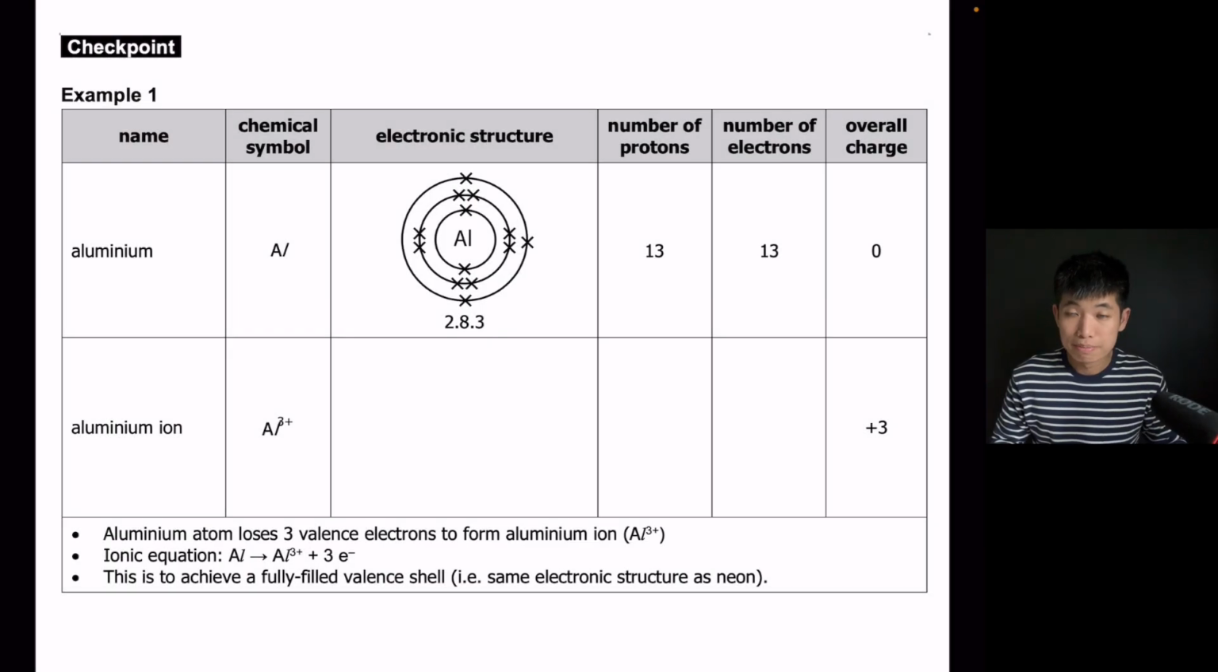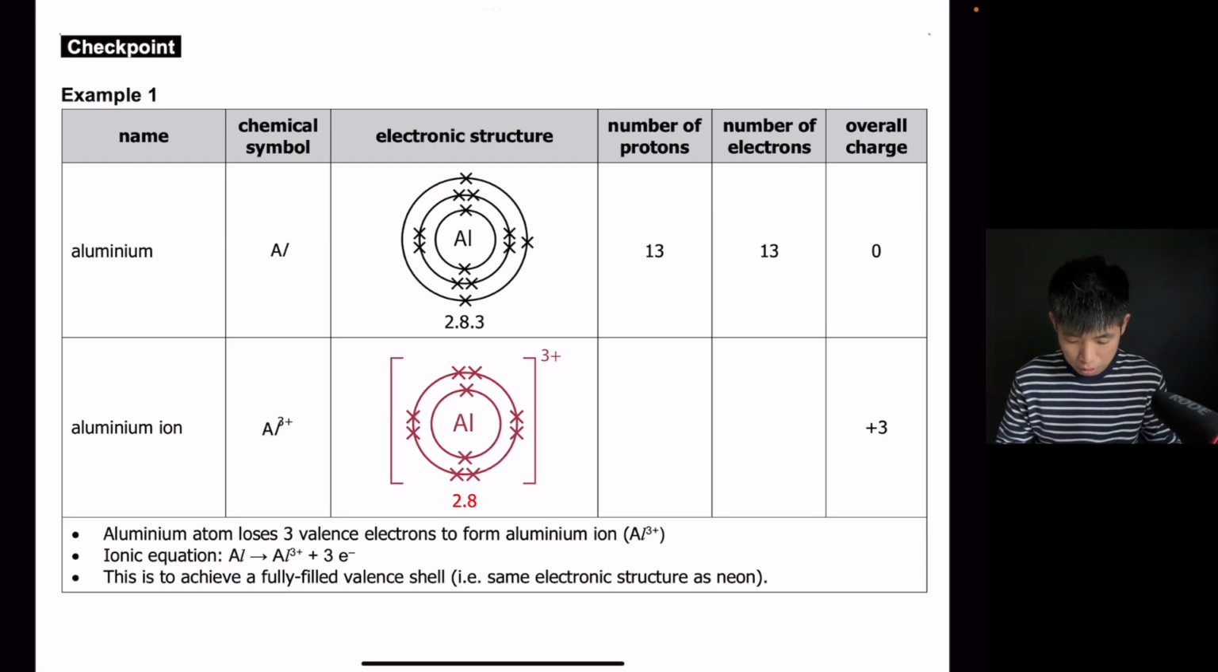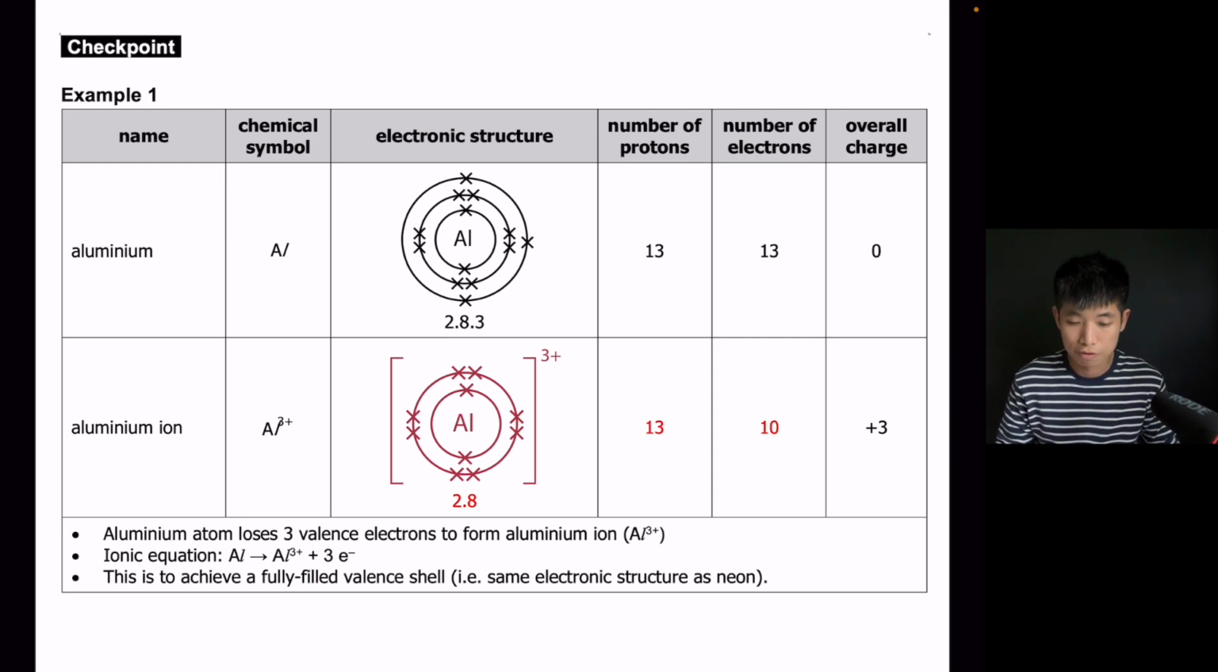So the aluminum atom has 3 valence electrons. It will lose the 3 electrons to have a fully filled valence shell. We form the aluminum ion with a charge of 3+. Since it has 3 more protons than electrons, it has an overall positive charge of +3.